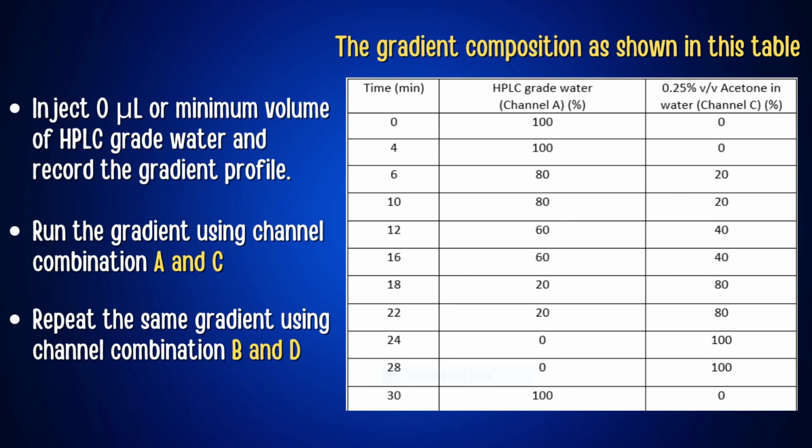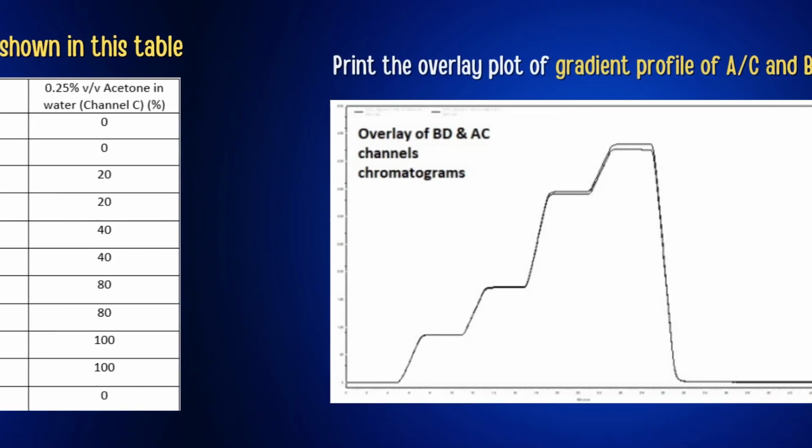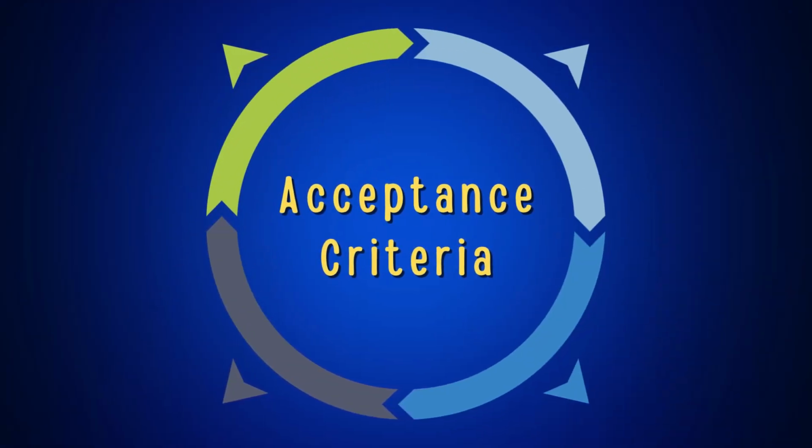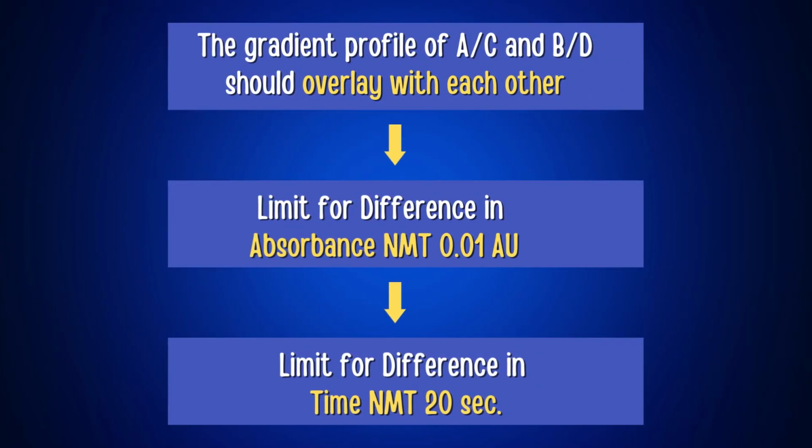Now inject 0 microliter or minimum volume of HPLC grade water and record the gradient profile. Run the gradient using channel combination A and C using the gradient composition as shown in this table. Repeat the same gradient using channel combination B and D. Print the overlay plot of gradient profile AC and BD. The acceptance criteria: the gradient profile of AC and BD should overlay with each other with difference in absorbance not more than 0.01 AU and difference in time not more than 20 seconds.